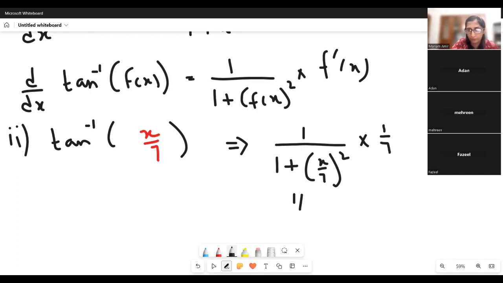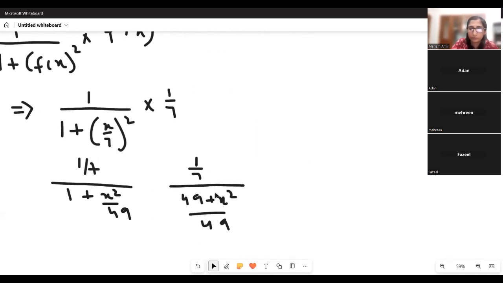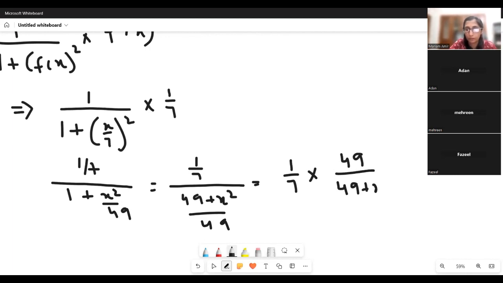So I'm getting 1 by 7 in the numerator, and in the denominator, I'm getting 1 plus x square upon 49. This can be further simplified, so I'll do that. There's 1 over 7 in the numerator, and in the denominator, it's 49 plus x square upon 49. So we have double fractions. We can write it as 1 by 7 times 49 upon 49 plus x square. So it becomes 7 over 49 plus x squared.